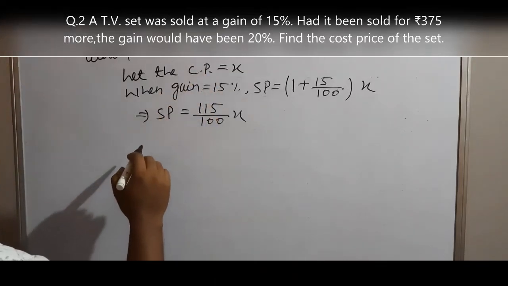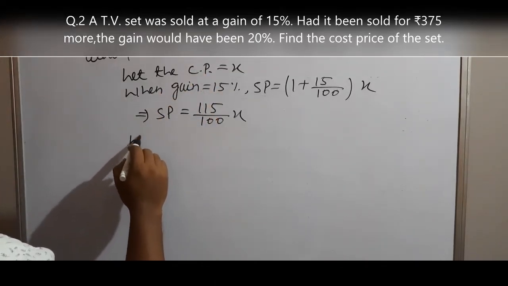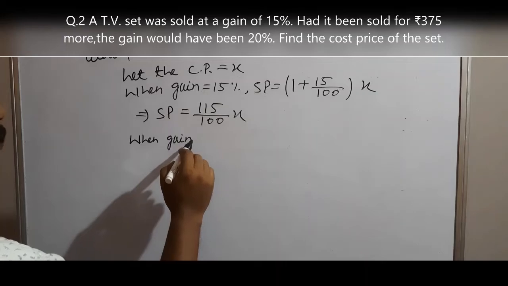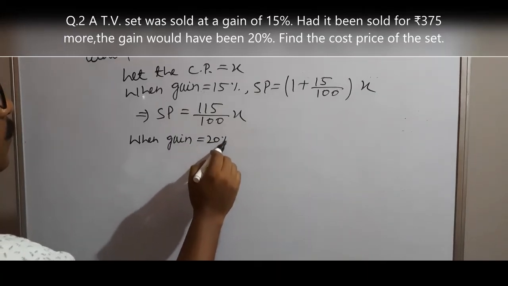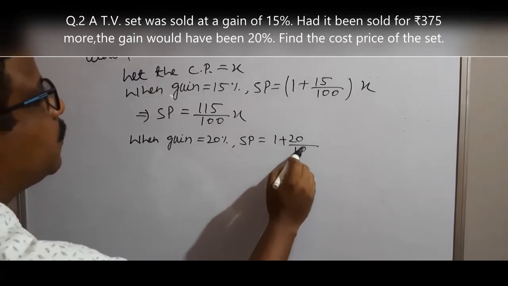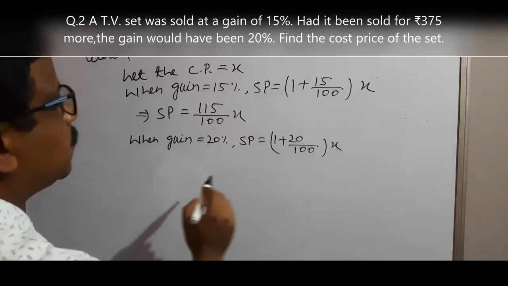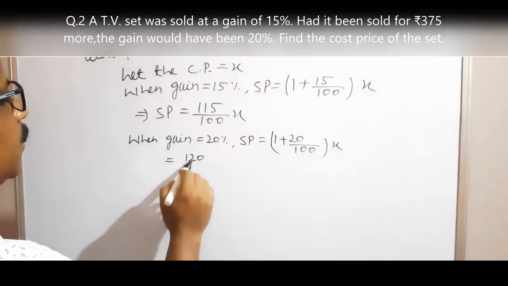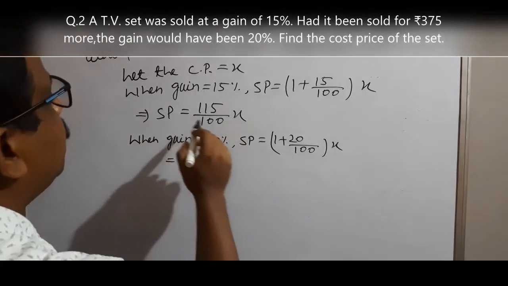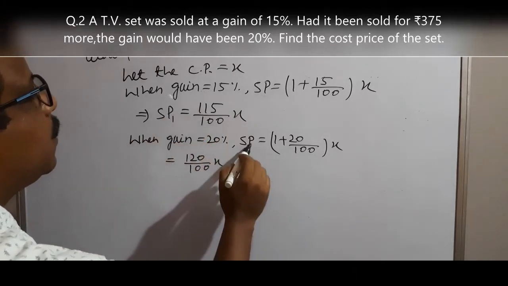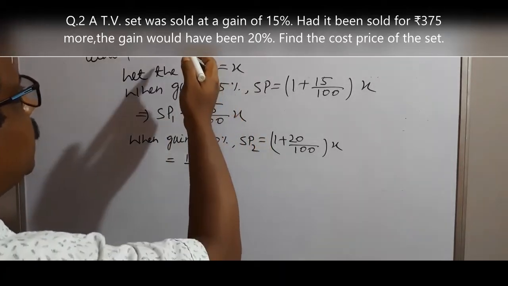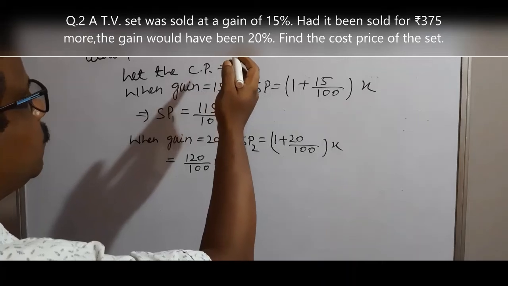So in the second case, when gain is 20%, SP is equal to 1 plus 20 by 100 into X. So it will be 120 by 100 X. So this is the first SP. Suppose you give the name SP1, and this is SP2. So in the case of the second SP, how much more is the selling price?